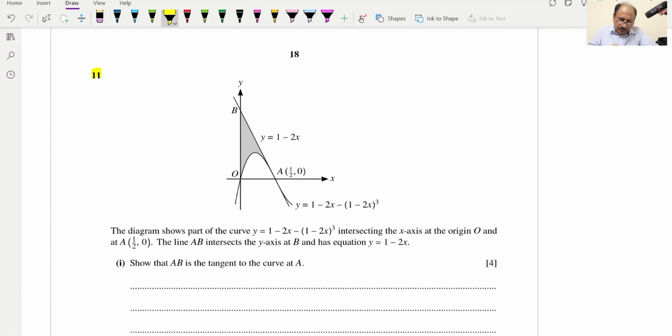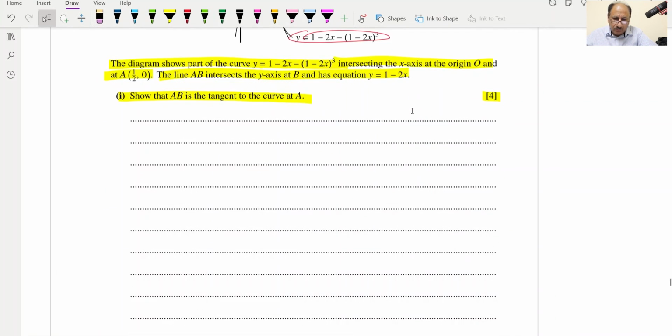Question number 11. The diagram shows part of the curve y is equal to this one, intersecting the x-axis at the origin and at point A. The line AB intersects the y-axis at B and has equation y is equal to 1 minus 2x. Show that AB is tangent to the curve at A. This is a 4-mark question, and this is the line y is equal to 1 minus 2x. This is point A, this is the curve equation provided, and this is point B where it is intersecting. The origin is also shown over here.